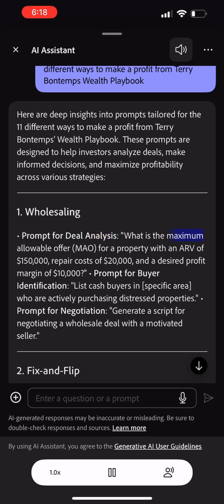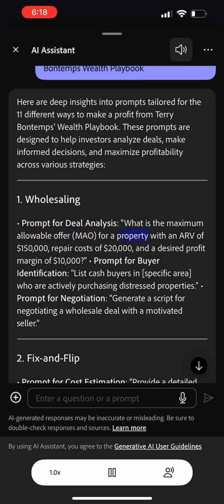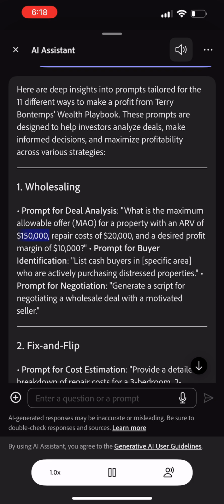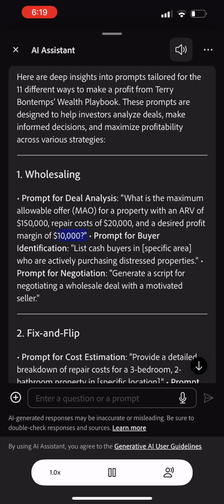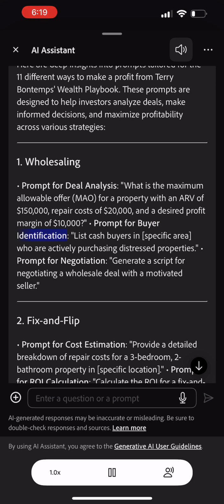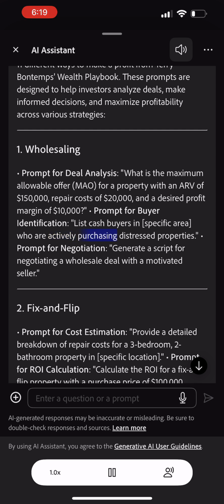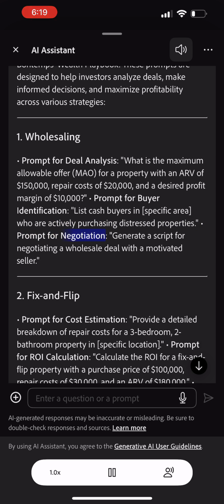What is the maximum allowable offer (MAO) for a property with an ARV of $150,000, repair costs of $20,000, and a desired profit margin of $10,000? Prompt for buyer identification. List cash buyers in specific area who are actively purchasing distressed properties. Prompt for negotiation. Generate a script for negotiating a wholesale deal with a motivated seller.